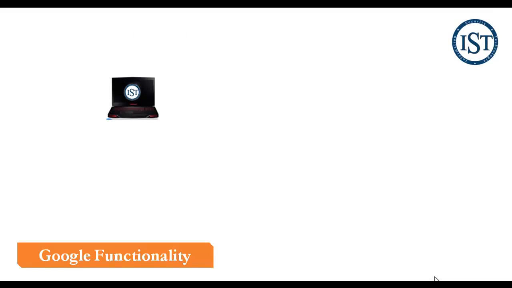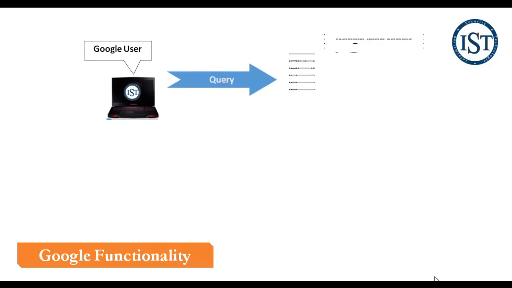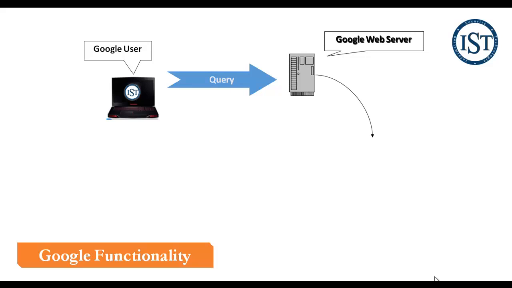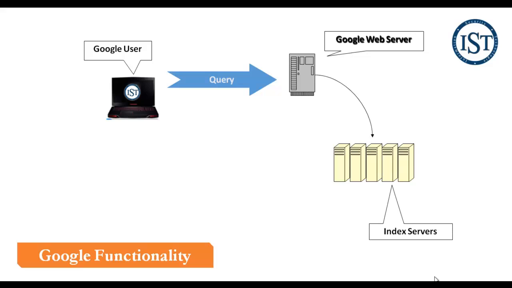Now let us understand how Google works. We have a user who is trying to browse something on the internet. He opened google.com and entered some query in the search engine. This query goes directly to Google's web server, and the web server sends the query to the index servers. The content inside the index servers is similar to the index at the end of a textbook. It tells which pages contain the words that match any particular query item.